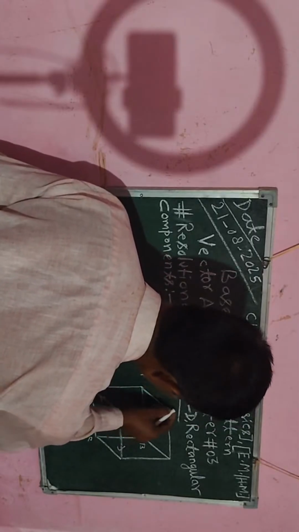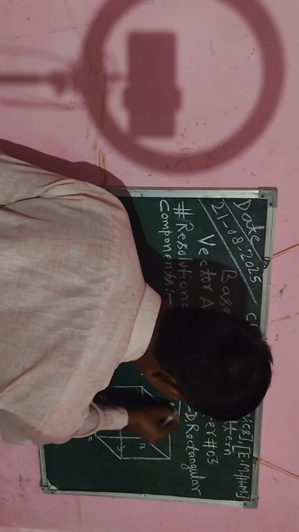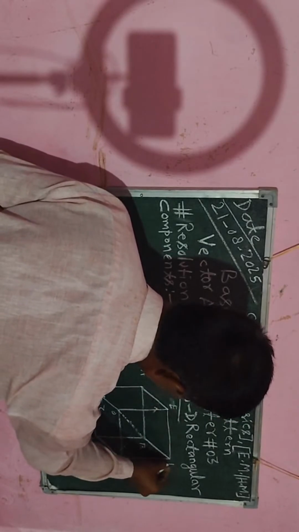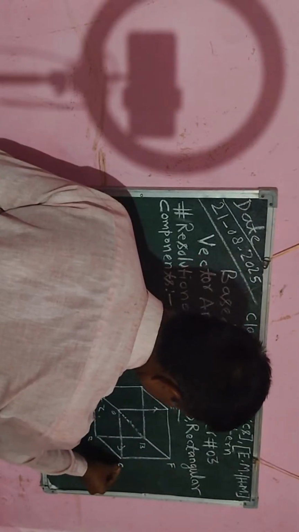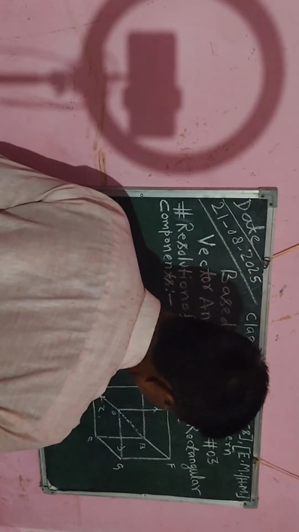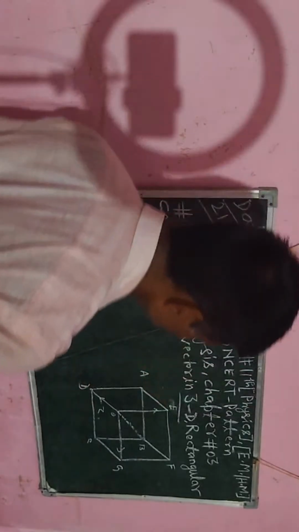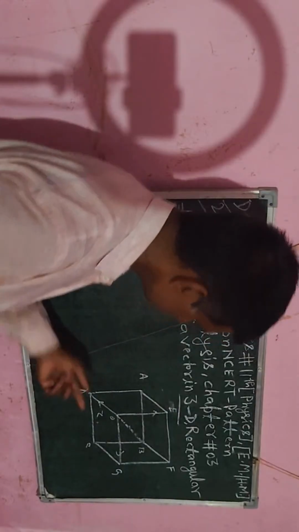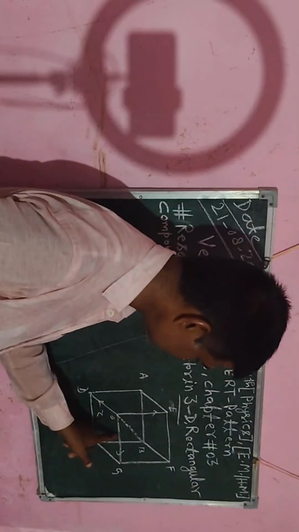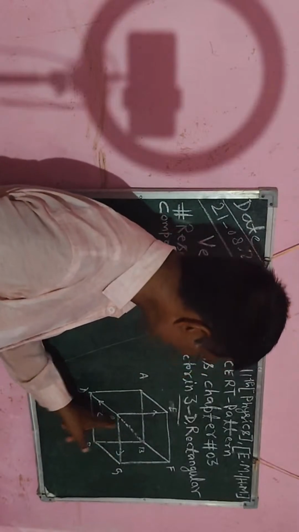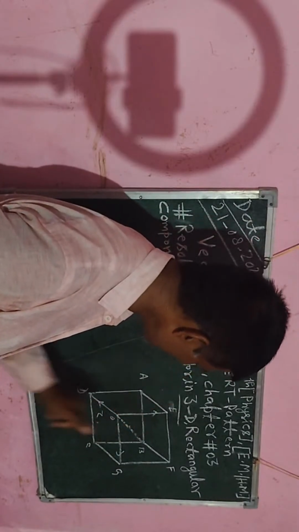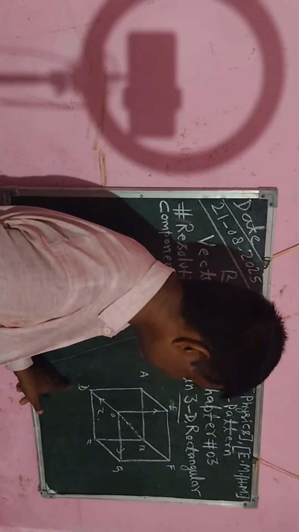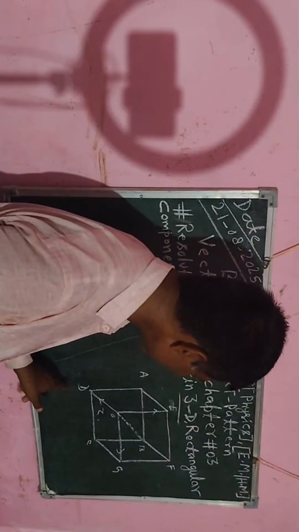And again I will say this will be A dash, D, E, F, G, like this. I can also explain all information like this. So OG, this will be the x-axis, and OE, that will be the y-axis, and OD, that will be the z-axis. So all axes I will explain in detail.